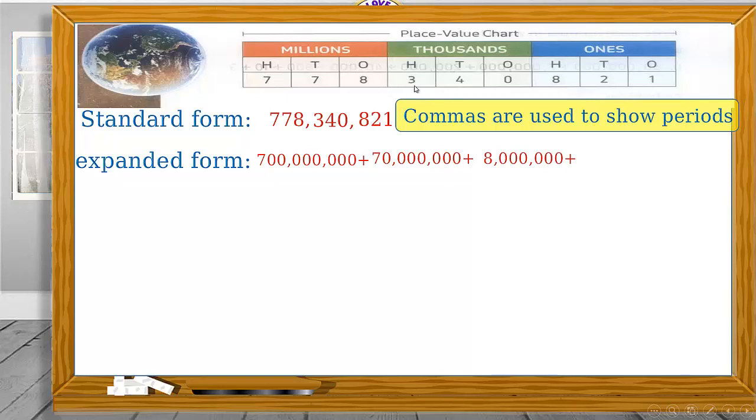Go to the next period: 3 and 5 zeros, 4 and 4 zeros. But focus well: if you have 0 in any place, that means you have nothing. You shouldn't write anything here. Go to the next place. We have 8 in hundreds. Write 8 and 2 zeros, and next place 2. Write 20. Last place we have 1. You should write 1 in the end.